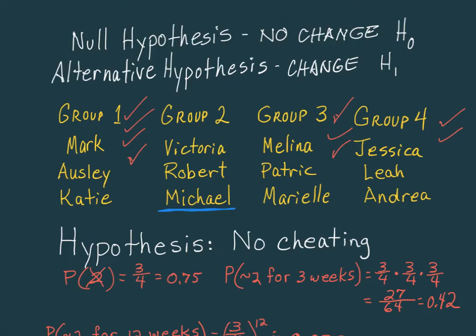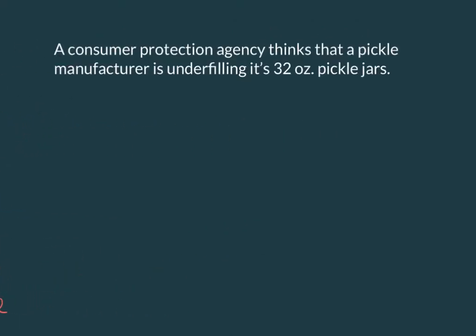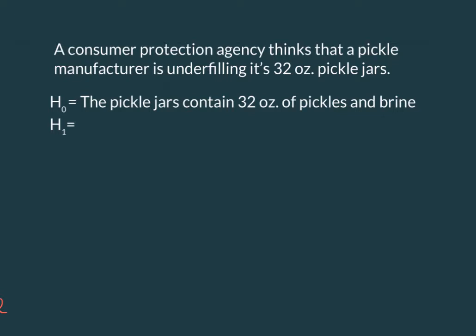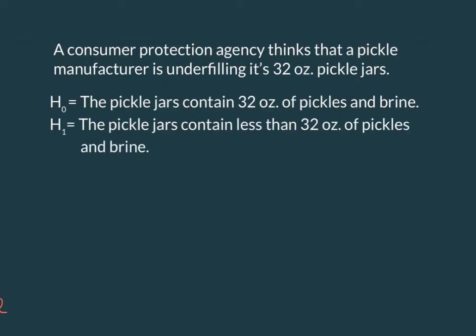Let's look at some more examples of null and alternative hypotheses. So, a consumer protection agency thinks that a pickle manufacturer is underfilling its 32-ounce jars. What are the null and the alternative hypotheses? The null hypothesis is what we would expect. The pickle jars contain 32 ounces of pickles and brine, just as they should. The alternative hypothesis is that the pickle jars contain less than 32 ounces of pickles and brine.